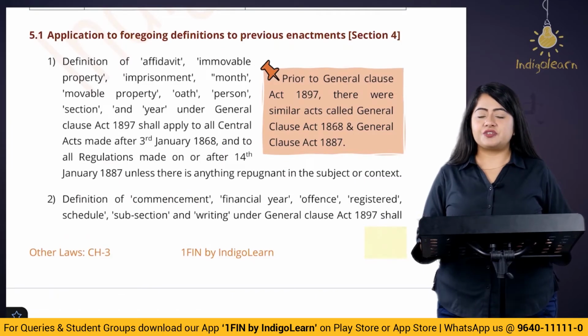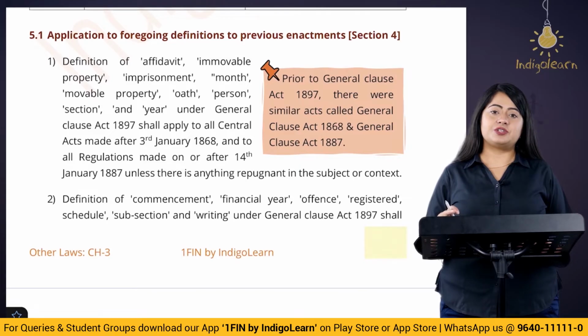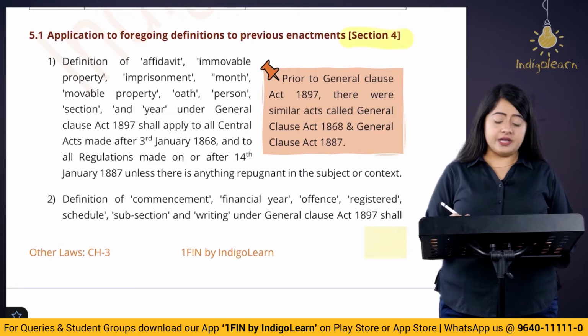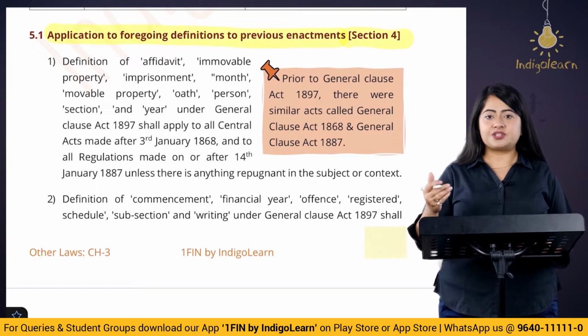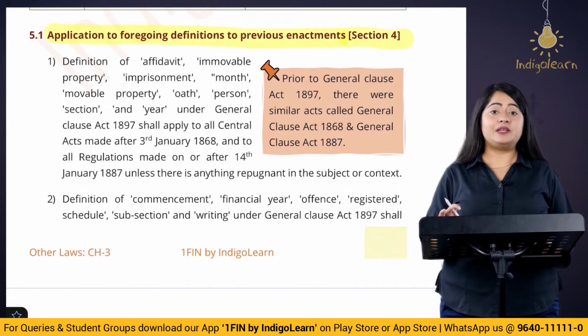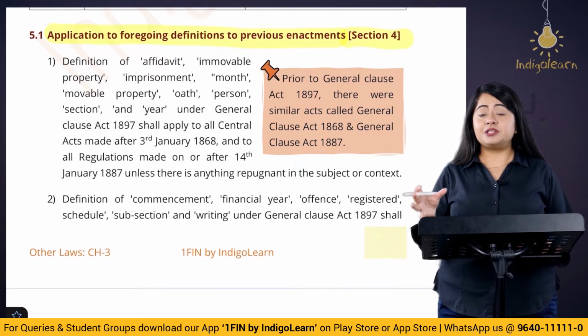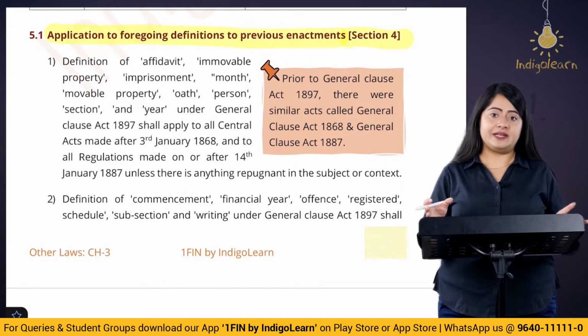Now in section 3 of the General Clauses Act, there are many different definitions. We are going to be covering those definitions at the end of this chapter. First, let's discuss all the other sections that are relevant. Now first, let's talk about section number 4. It talks about applicability of certain definitions in previous enactments. Now in section number 3, there are so many different definitions given. All these definitions are applicable on all the central acts that are created after 1897. But what about the applicability of these definitions on the previous acts that were created before 1897?